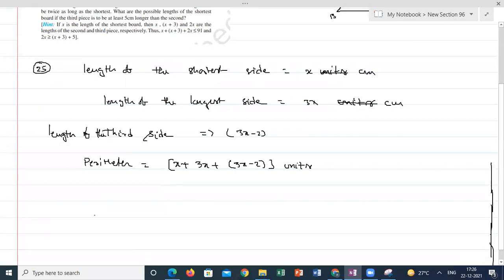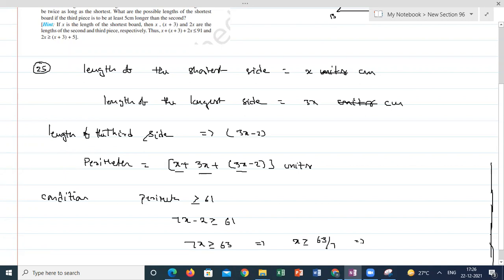Now apply the condition. Once you have compiled all the data, the condition is perimeter greater than or equal to 61. That is x plus 3x plus 3x, which is 7x, minus 2, greater than or equal to 61. Solving this inequality gives the answer. So 7x is greater than or equal to 63. From here, x is greater than or equal to 63 by 7, so x is greater than or equal to 9.